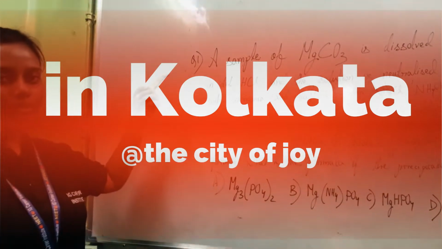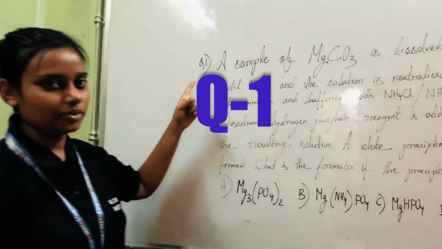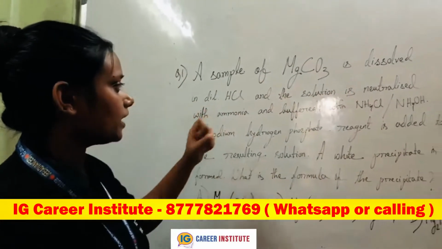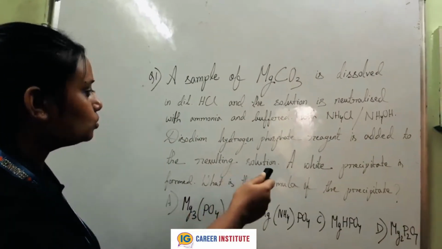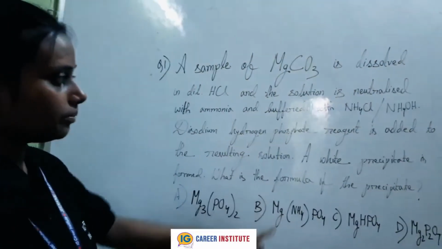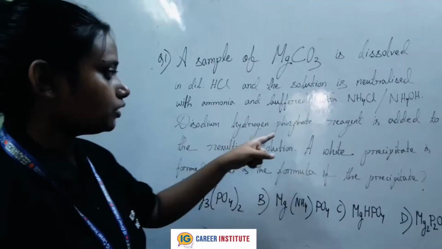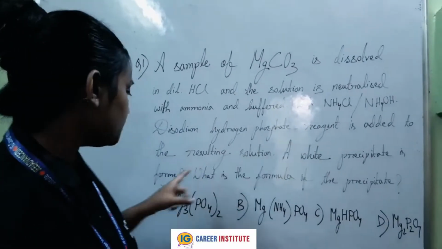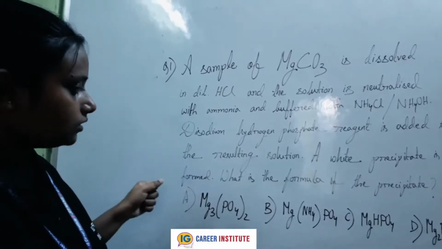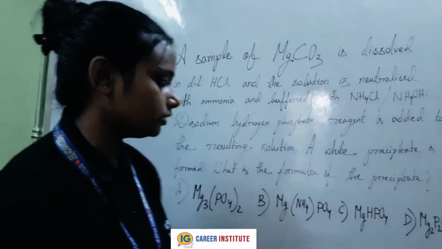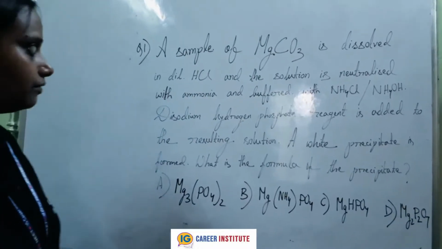Let's start with the first question. The first question given is, let me read it out. A sample of magnesium carbonate is dissolved in dilute HCl and the solution is neutralized with ammonia and buffered with ammonium chloride, ammonium hydroxide. Disodium hydrogen phosphate reagent is added to the resulting solution. A white precipitate is formed. So we have been asked to answer what is the formula of the precipitate. You have been given 4 options. So let me start with the solution.